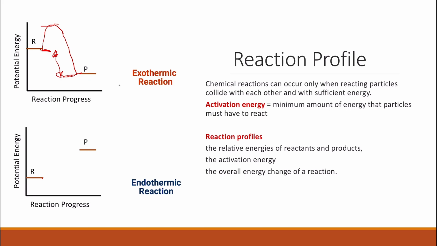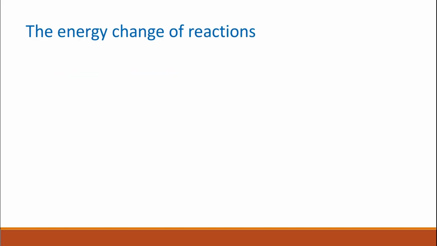So first, energy must be supplied for the reaction to start until we reach a maximum highest point here, which represents the activation energy. So the activation energy will be the difference between the energy of the reactant and the highest point. And then energy will start to be given off, so the products are formed, and the difference in the energy between the product and the reactants is called the overall energy change, the energy change of the reaction.